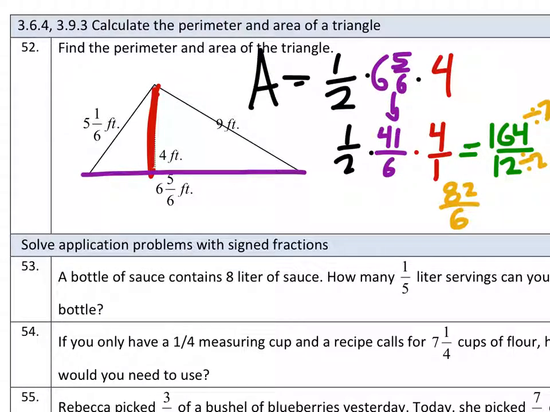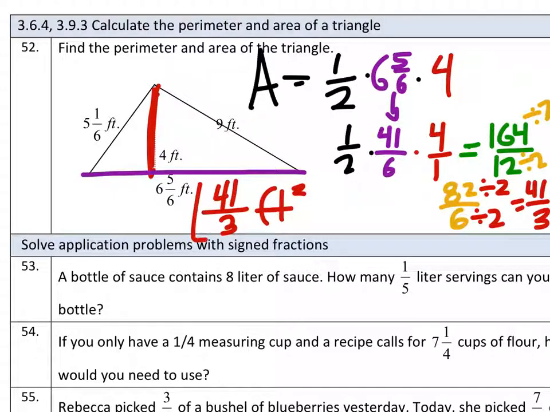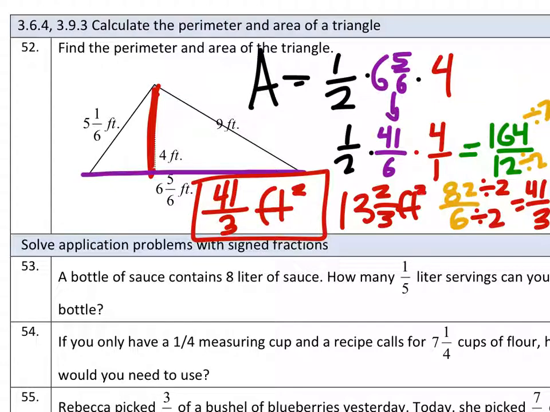These are both even. So we should be able to simplify these as well by 2 again, which gives us 41/3. 4 plus 1 is 5, which is not divisible by 3. So it looks like the area is 41/3 in feet squared, or square feet. This one's not too bad. That would be 13 2/3 square feet. But again, I'm okay with the improper fraction there.